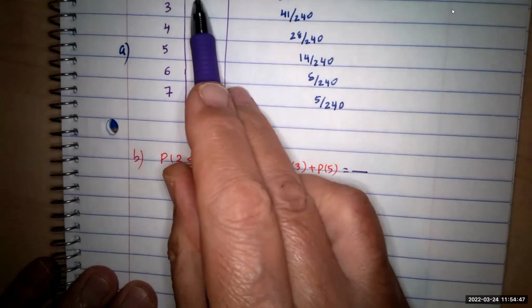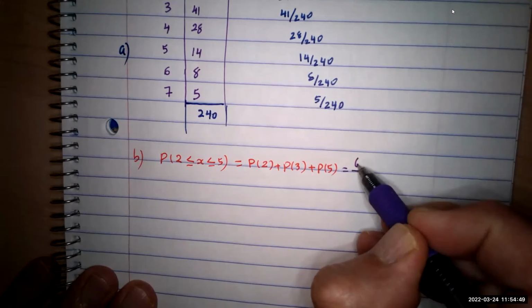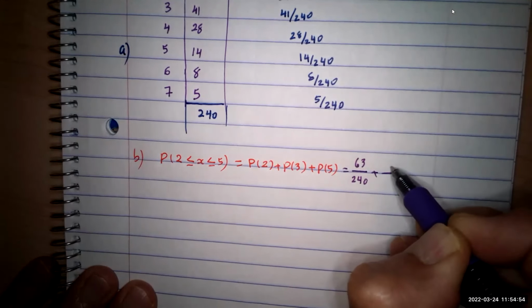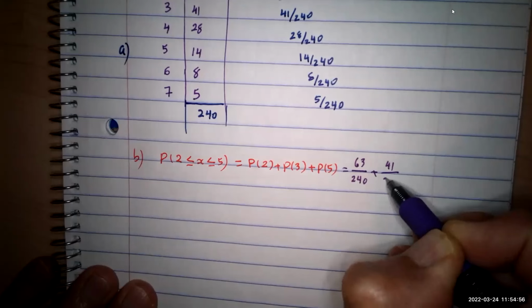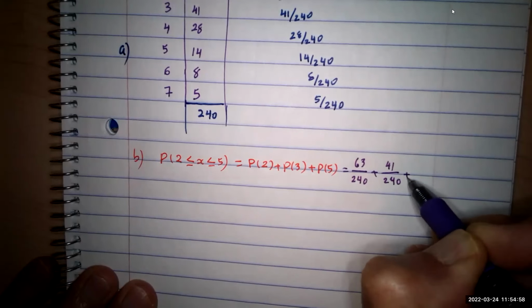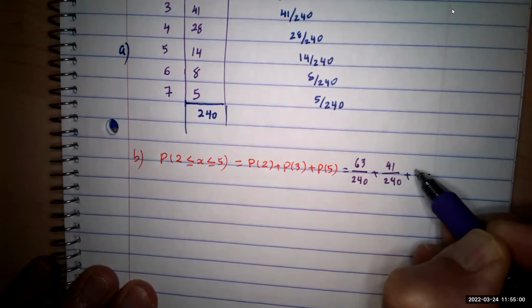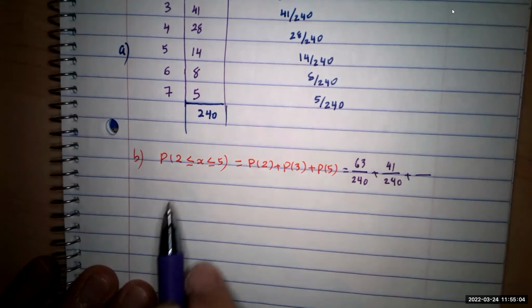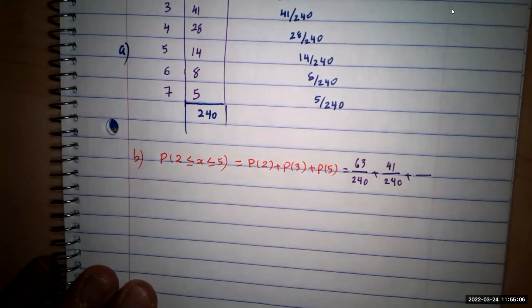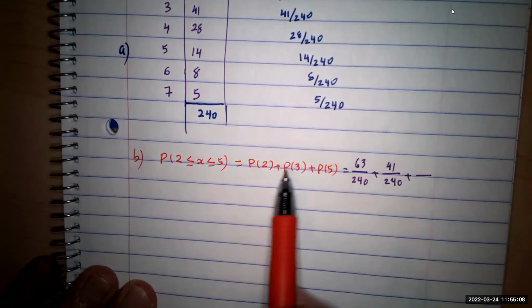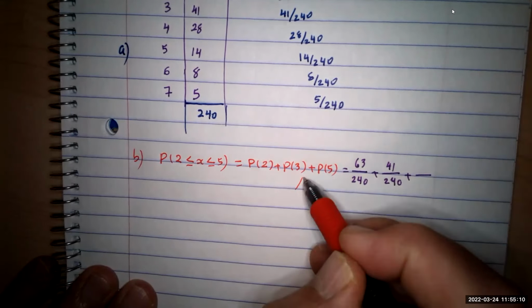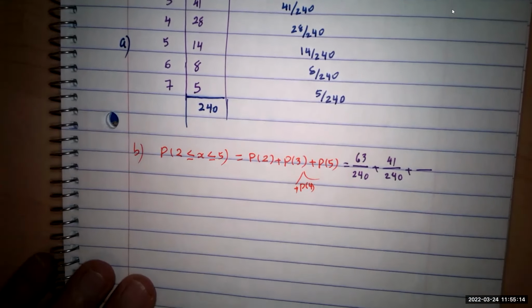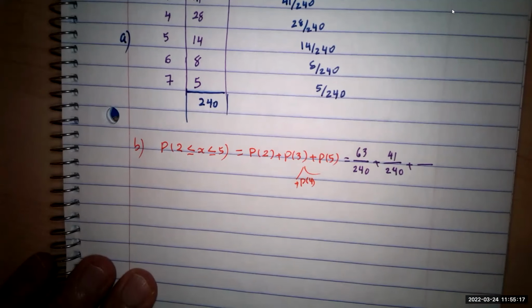Probability of 2 is 63 over 240. Probability of 3 is 41 over 240. And probability of 5 is, I'm sorry, I missed one of them. Yes, 2, 3, 4. I missed the 4. I need the 4 here. 2, 3, 4. P of 4. Have to pick all the numbers in between.